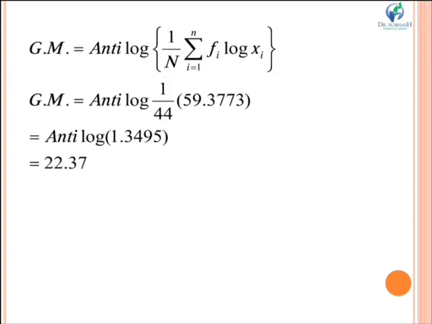Now I will add all these values and get the total as 59.3773. So geometric mean equals antilog of 1 upon summation fi, that is 1 upon n, into sigma fi log xi. So total of all the values was 44, and this total was 59.3773. Now I will take the antilog of this value, that is I will take 10 to the power 1.3495. I will get my answer as 22.37, which is the required geometric mean for the given values.